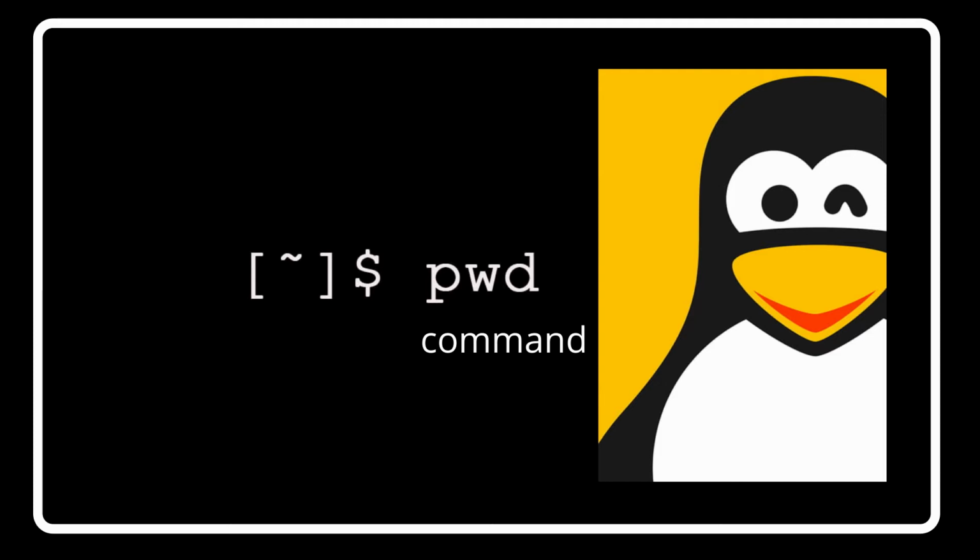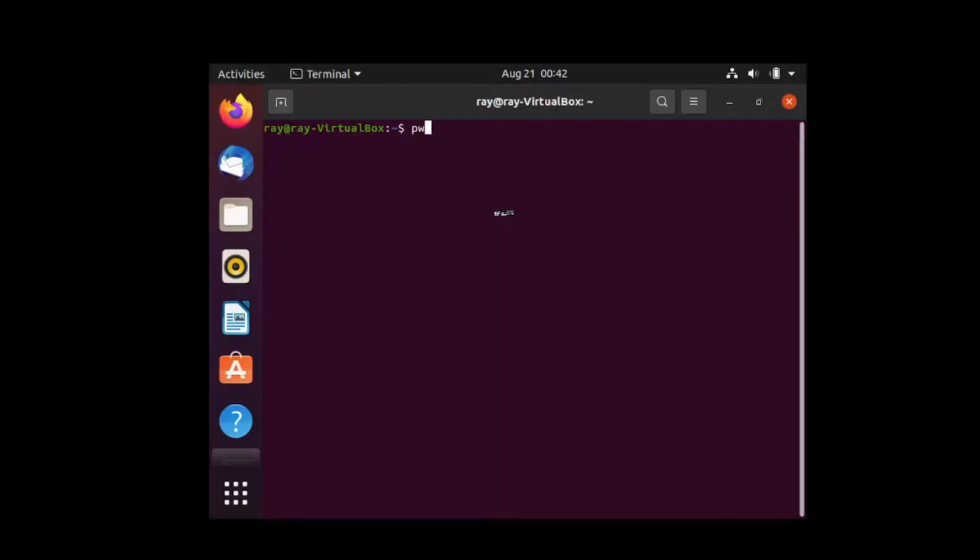Let's start with the pwd command. It stands for print working directory. In Linux, directory stands for folder, and by typing the pwd command on the terminal and hitting enter, you are asking the terminal to show what directory you are on. The terminal will display the current working directory's path. And right now I'm in Ray directory.